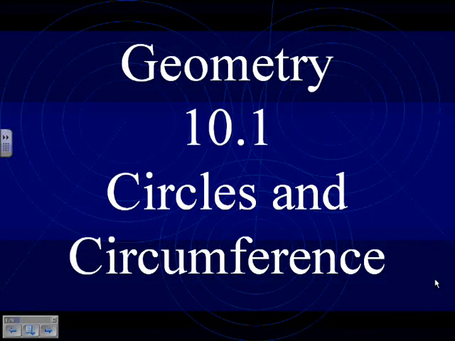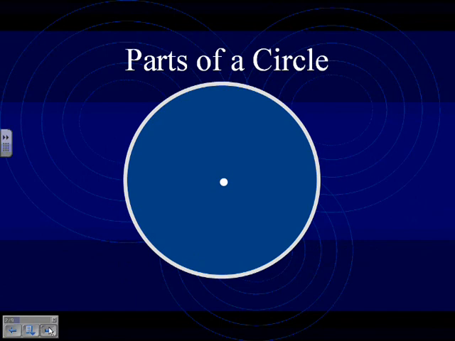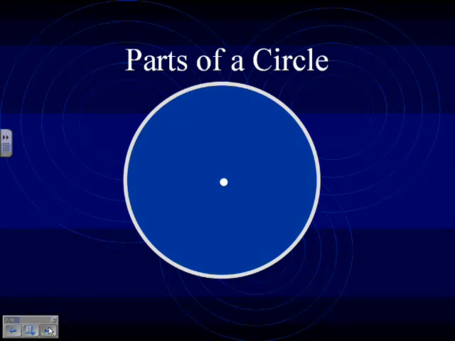Okay. So 10-1, circles and circumference. First thing, just make a circle. And we're going to label a few parts on our circle. So remember, wherever you want your circle to be, that's where the point on your compass goes. However far you have those arms spread apart, that's how big the radius is going to be.